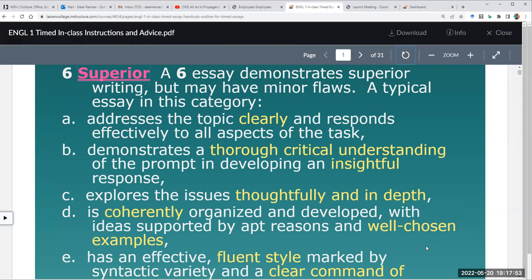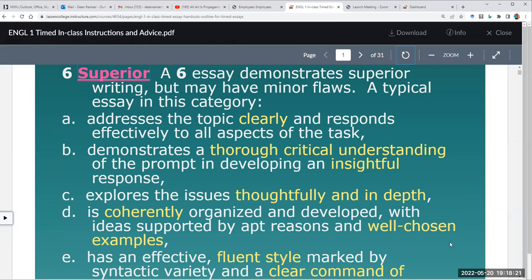So I need to look at your prompt, make sure that it's coherently organized. Your essay response is coherently organized in response to it. Your outline will help with that. Make sure you have well-chosen examples that connect to that prompt. So again, if your prompt is dealing with the avocado industry and you have examples about the almond industry, it doesn't make sense. Why are you talking about almonds when the essay prompt is asking about avocado, for example?